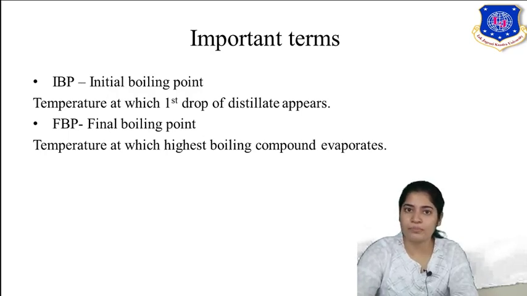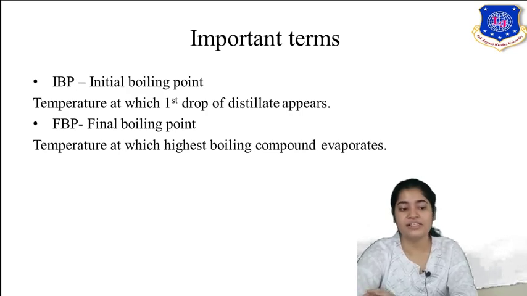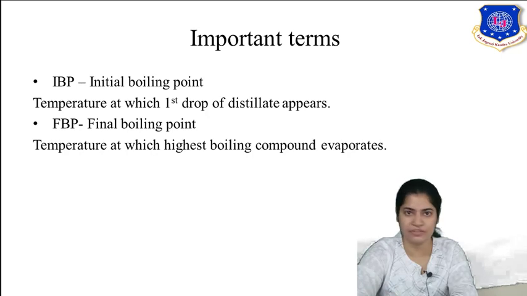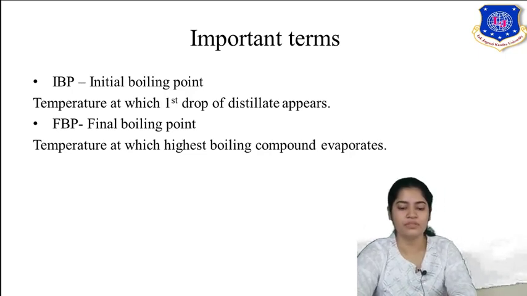The more volatile the component, the lower the initial boiling point. Okay, you are getting that distillate at very low temperature. It suggests that your component is very volatile. It vaporizes very early. And the final boiling point is the maximum temperature at which your highest boiling compound evaporates. Okay, it is generally measured in your flask: at the end you have the residue. The temperature of that residue would be maximum and that is your final boiling point.